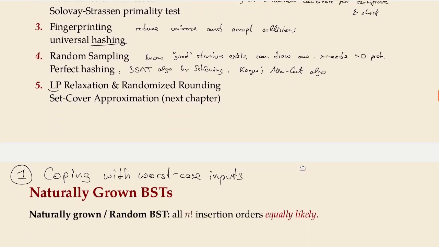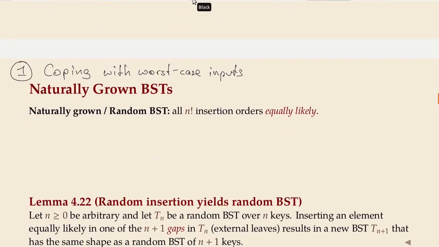Let's now talk about data structures. And as a first step, let's ignore that there are adversaries. Let's first look at the simplest kind of efficient dictionary data structures, and that's just plain binary search trees. So you know binary search trees from an elementary algorithms course, and you've probably seen the methods how to insert and delete and search in these.